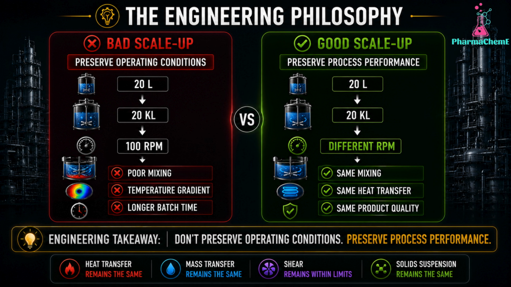If heat transfer remains the same, if mass transfer remains the same, if shear remains within limits, if solids remain suspended, then the process has been successfully scaled up. The RPM may change. The impeller size may change. Even the power requirement may change. But the process performance must remain the same.